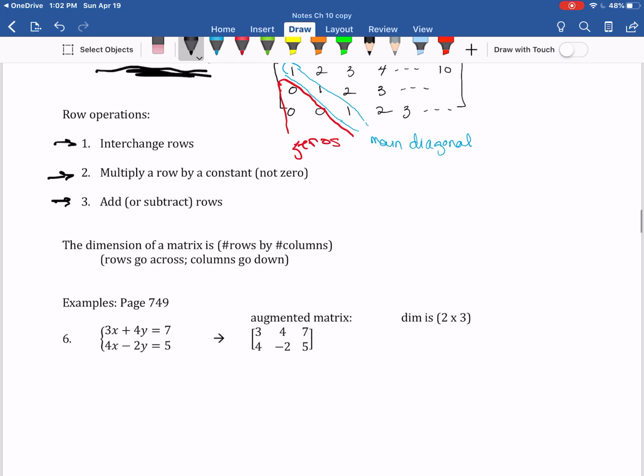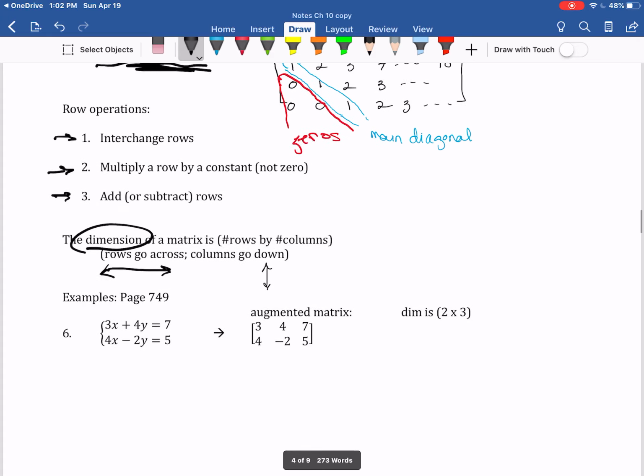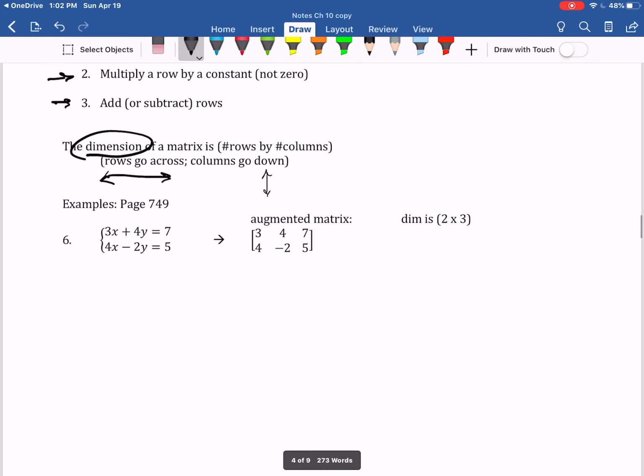When we refer to the dimensions of a matrix, the dimensions of a matrix are how many rows you have by how many columns you have. And once again, the rows go across horizontally, the columns go down vertically. Okay, so you count how many rows go across by how many columns go down, and that is known as the dimension of your matrix. All right, so the first thing I'm going to do is look at example number 6.